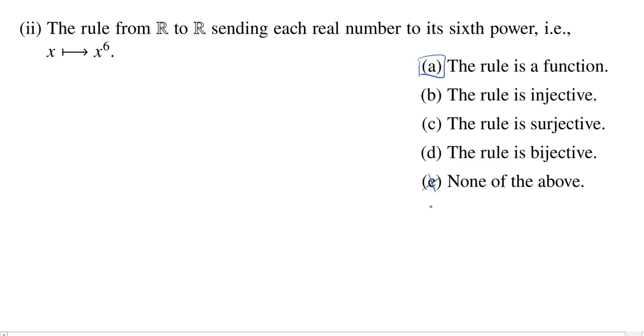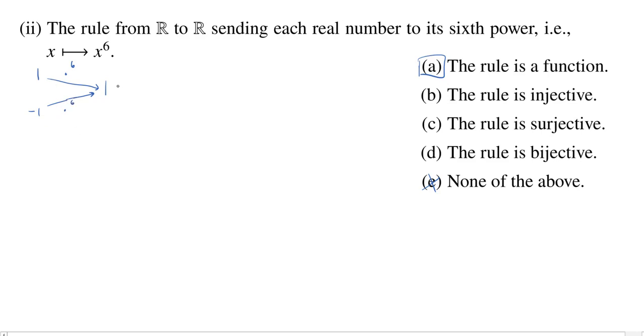Now we want to know whether the rule is injective. So let's take something like, how about the number 1? How many numbers can we raise to the 6th power and get the number 1? And I claim, actually, there's going to be 2 of them. You can raise 1 to the 6th power, and that will get you 1. But you can also raise negative 1 to the 6th power, and that is going to give you 1.